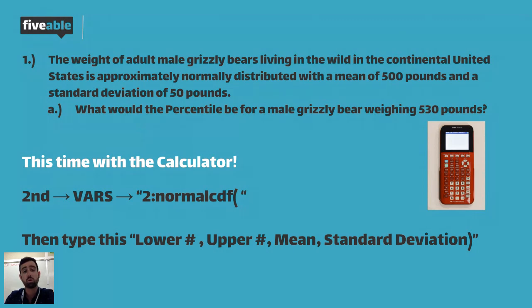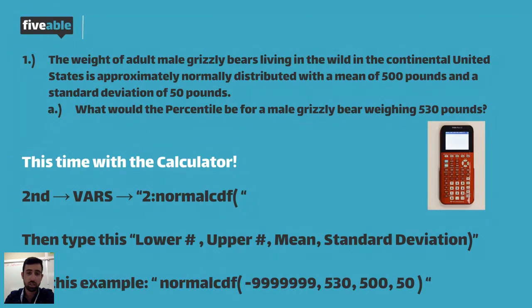So for this problem, we would type in normal CDF, comma, negative 99999, just a really, really small number. That way we make sure we capture everything on the tail. So as those normal curves come out on the tail, we want to capture everything there. Then we type in the highest, which is 530, then the mean, then 50. And when you do all that, you'll get around 0.7257.